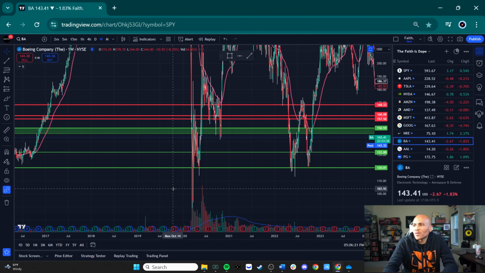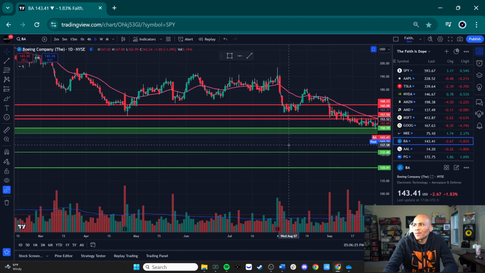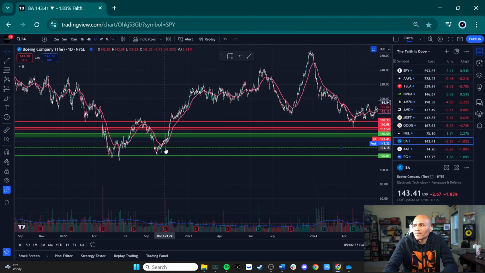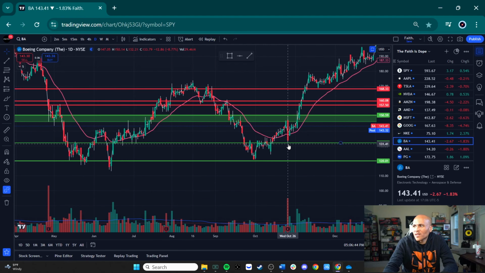132 is clear support. So I'm going to go to the daily time frame. Scroll over, 132, here. You see this bounce here? You see this level here? How it bounced right here, bam, 132 on the daily chart. This is a good bounce area, 132. It bounced here, it held here.